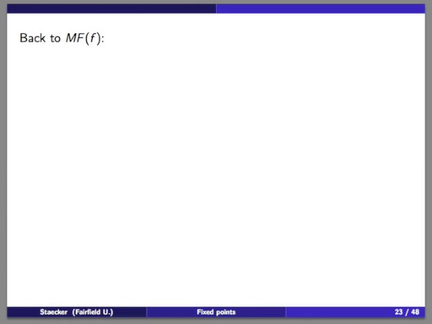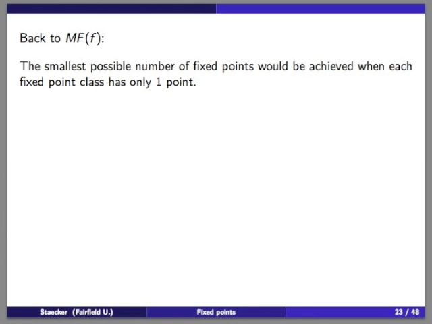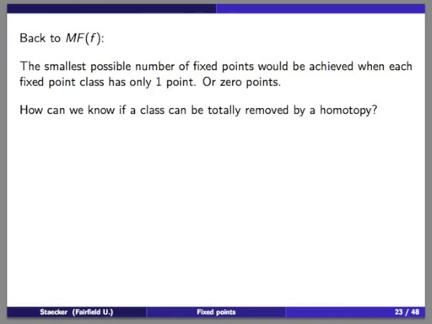Let's talk about the minimum number. Like I said before, the smallest possible number of fixed points would be achieved if you can reduce every fixed point class so that it has only 1 point in it. Actually, that's not entirely true. Sometimes you can remove all the points entirely. So the minimum number would be achieved when every fixed point class has been reduced to a single point or has been eliminated entirely by homotopy.